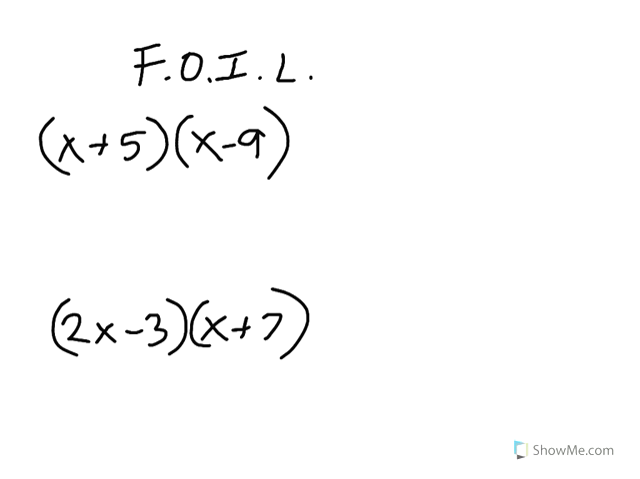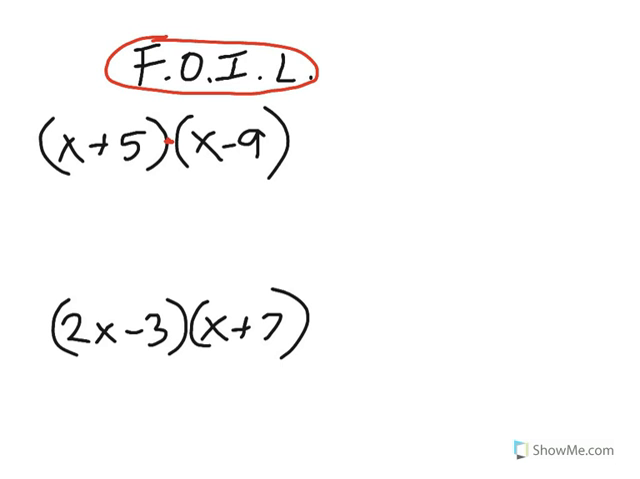Okay, in this video we're going to take a look at the distributive property once again, but we're going to use a little acronym called FOIL. And you don't have to do it this way. FOIL is just a way to help remind yourself of every combination that you have to account for. What I mean by that is, here we're multiplying two what we call binomials.